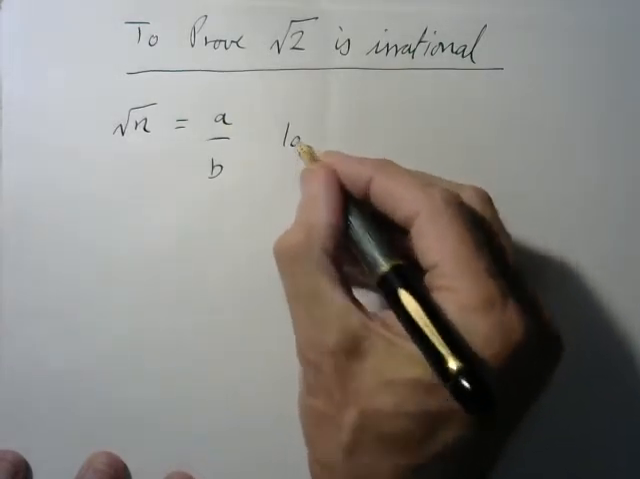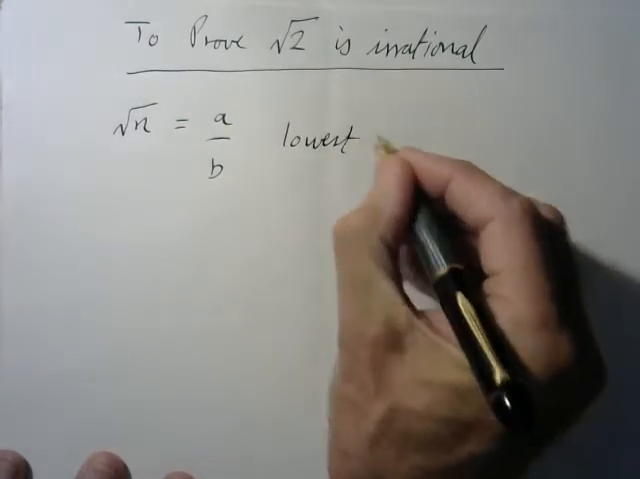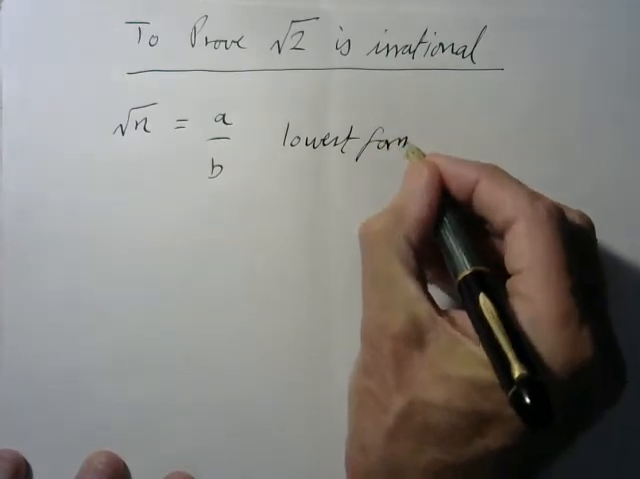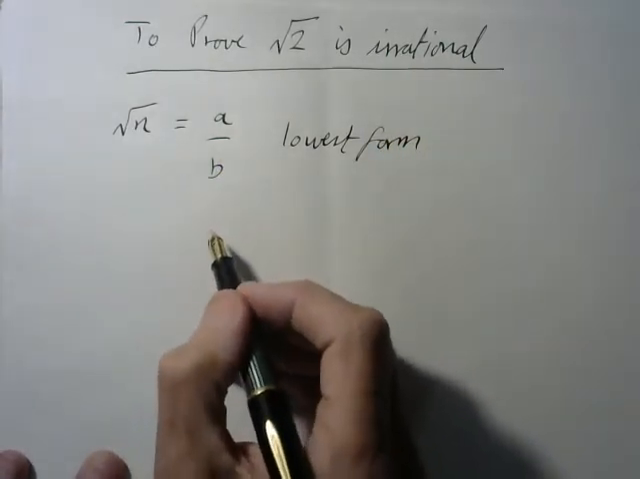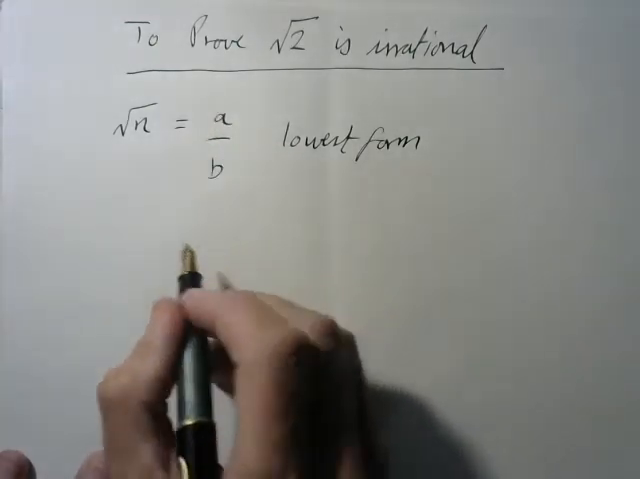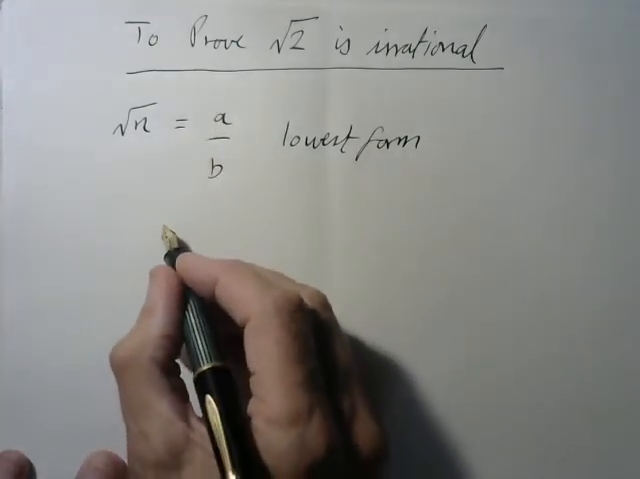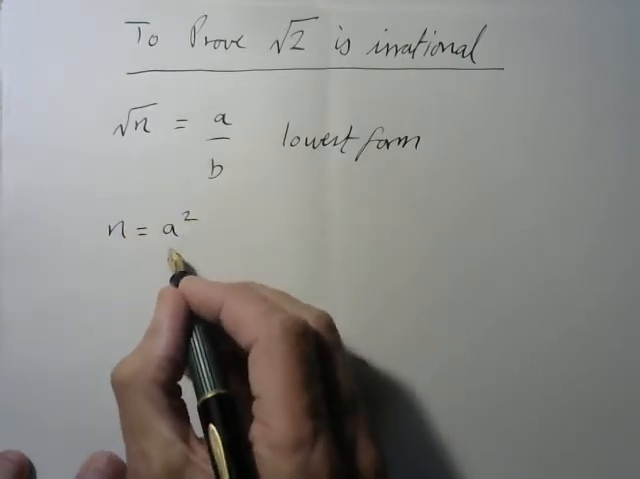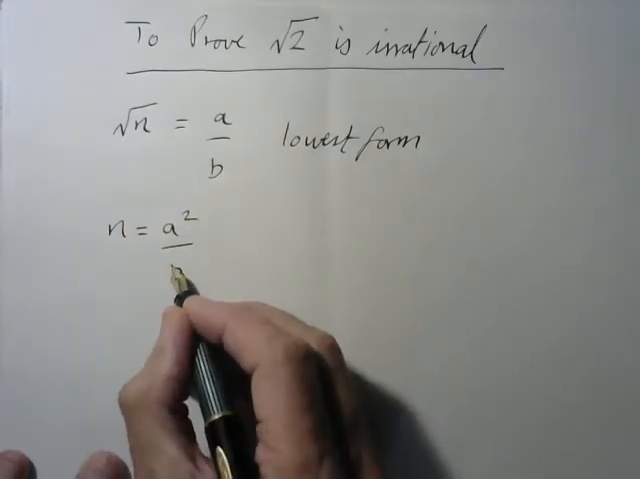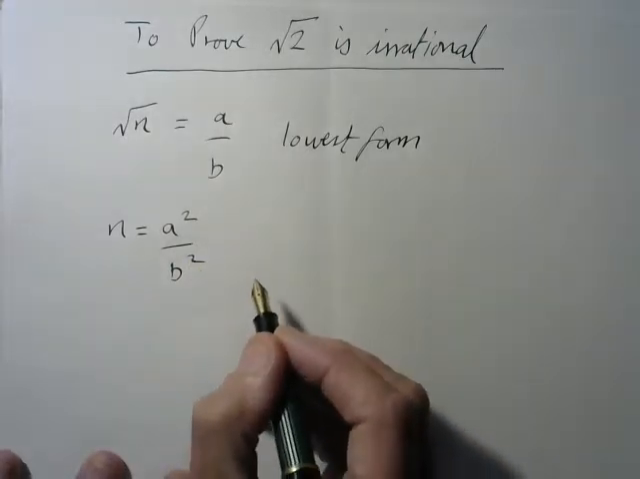We say that that's in its lowest form. A and b don't have any factors in common. There's nothing we can cancel the top by and the bottom by in that fraction. And that means if we look at n, it must be the square of a over b squared. So it's a squared over b squared.